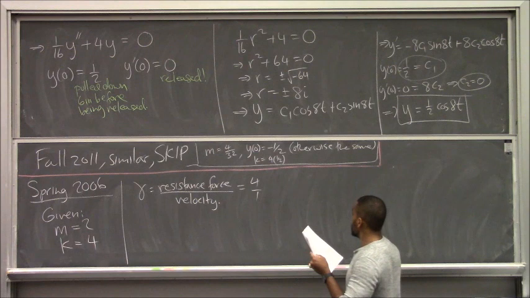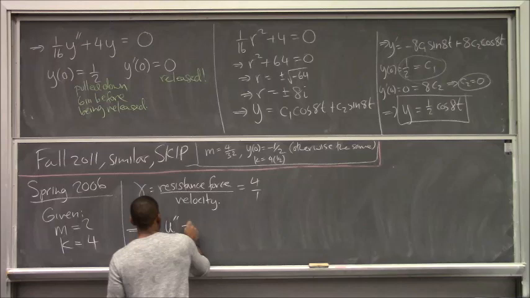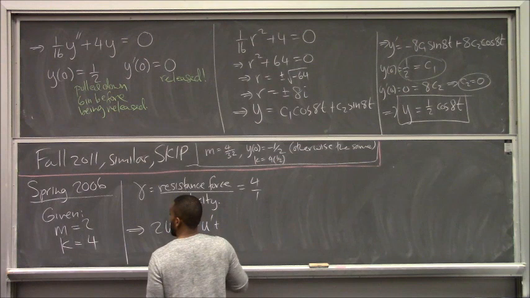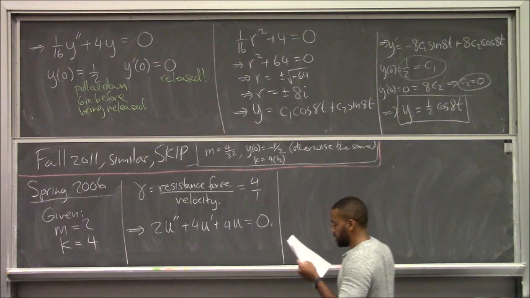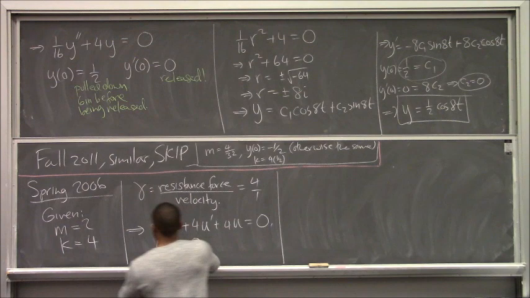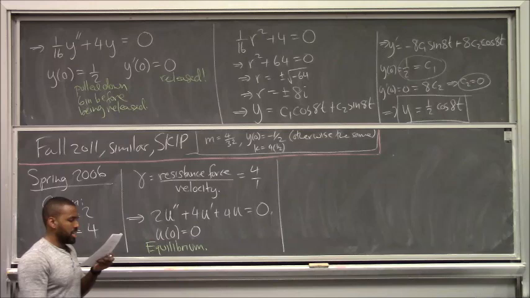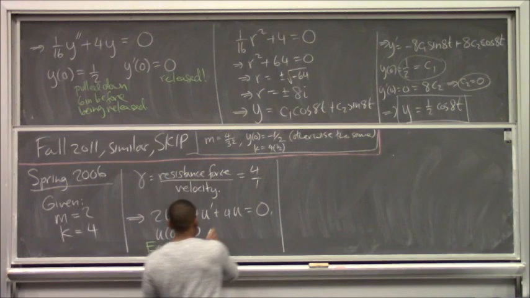This means we have 2u double prime plus 4u prime plus 4u. No external forces mentioned, so that's what we're going to go with. The initial conditions: u of 0 is 0, because it says equilibrium. So the mass starts in its equilibrium position with a downward velocity of 3. So what does that mean for us? u prime equals 3. Remember, downwards is our positive direction for this setup.